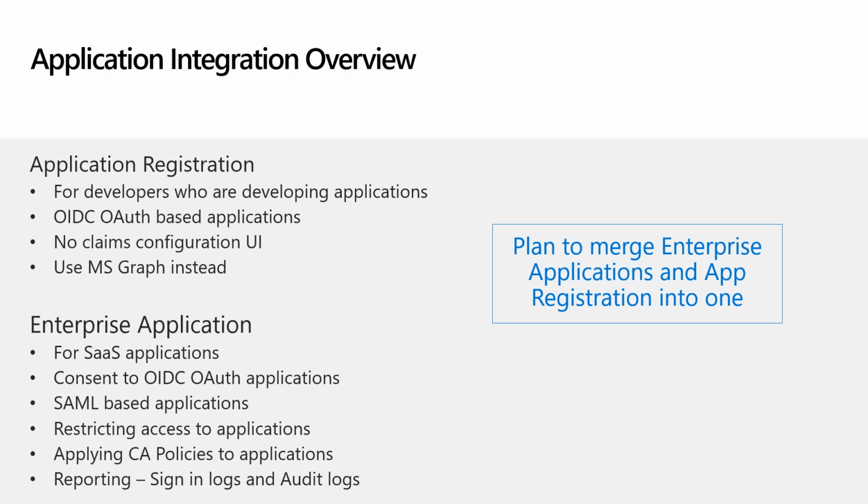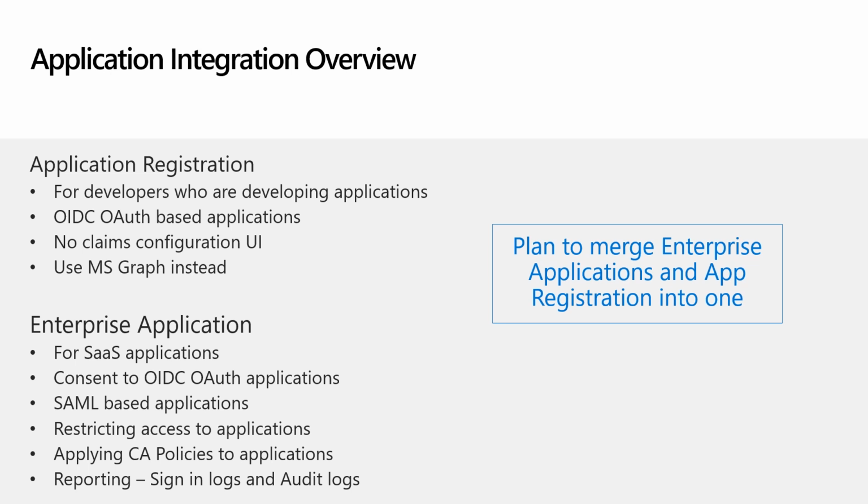One of the common questions which we always get from our customers is that there are two different options for applications in Azure Active Directory. One is application registration, another is enterprise application. So let's clarify the use cases for these two features. Application registration is for your developers who are developing applications inside your organization, or a partner who is developing an application for you. It uses OpenID Connect OAuth based applications. There is no claim configuration UI available there, but we recommend that you use Microsoft Graph for different sets of information if you need.